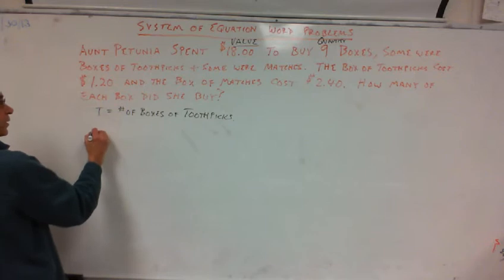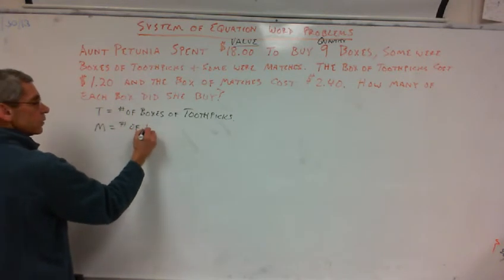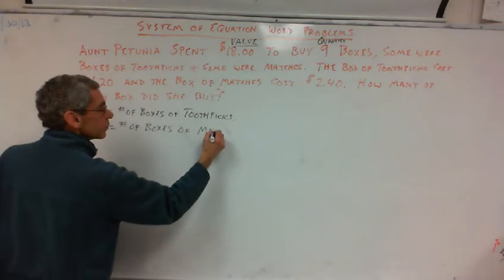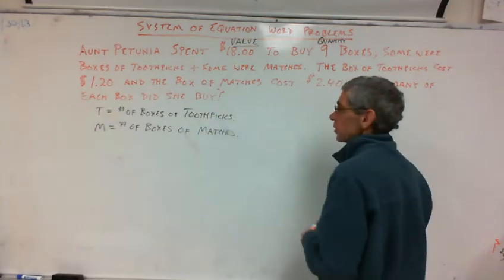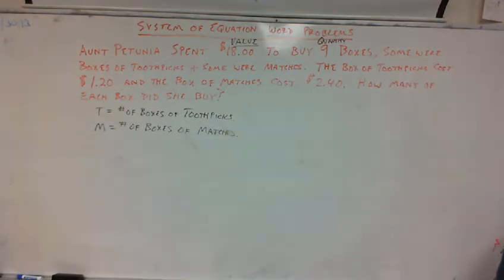Eventually you won't have to necessarily write this out. M is the number of boxes of matches. I don't like this marker. I'm going to change to orange. The big marker. Aunt Petunia spent $18 to buy 9 boxes.